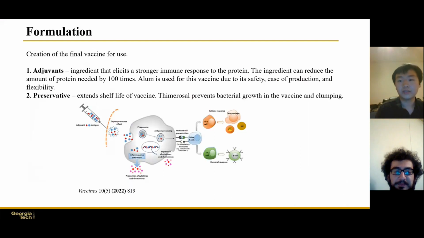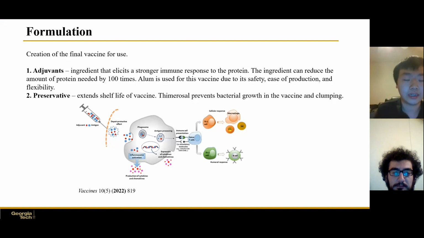Next one, please. So after all the purification is done, we can start making the final vaccine for use, which is the formulation step. This usually includes the adjuvant and the preservative. So the adjuvant is an ingredient that elicits a stronger immune response to the protein, and it can usually reduce the amount of protein needed for a vaccine dosage. For example, MF59 is an adjuvant that can reduce the dosage of, like, the flu vaccine by roughly 100 times. However, it is an oil and water emulsion adjuvant, so it doesn't really store well.